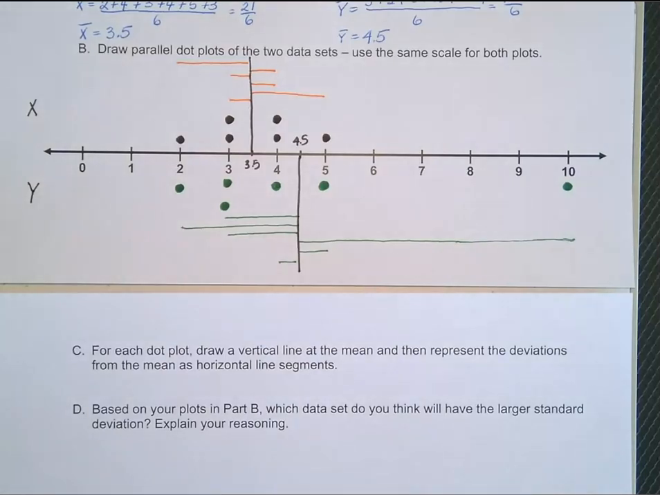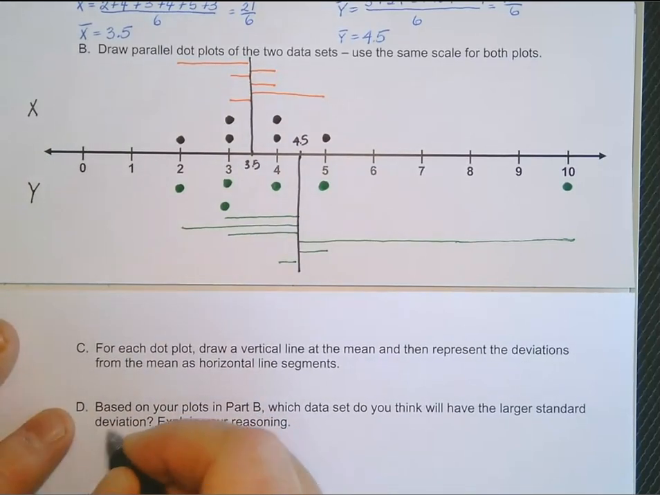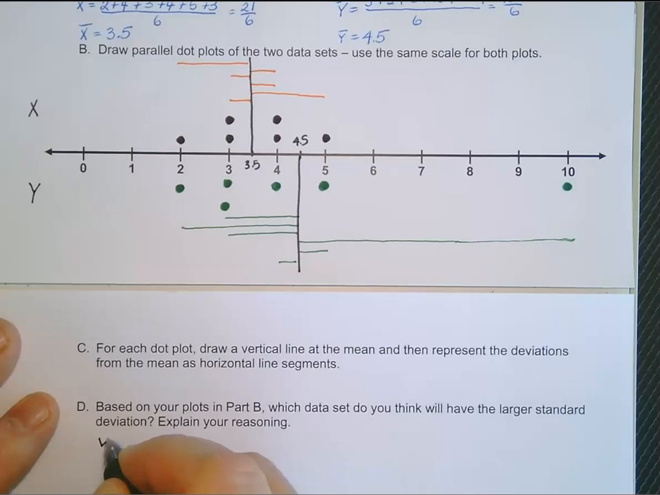So then the next question says, okay, based on your plots in part B, which data set do you think has the larger standard deviation? Explain your reasoning. So what do you guys think? Which one do you think has the larger deviation? And why? Okay. Student says why. I would agree with that. Why did you pick why?